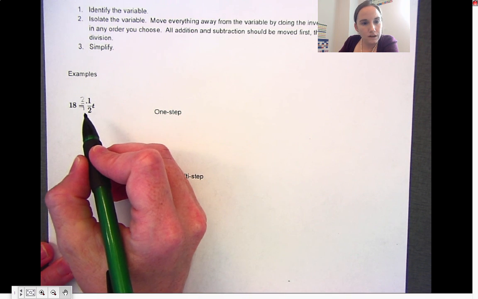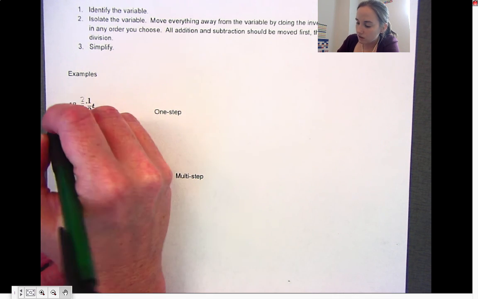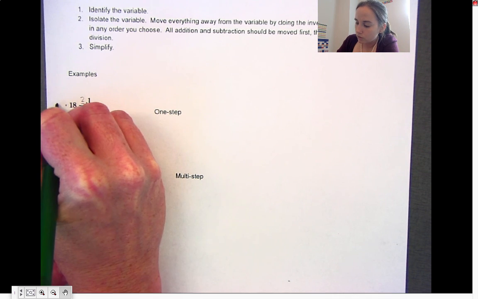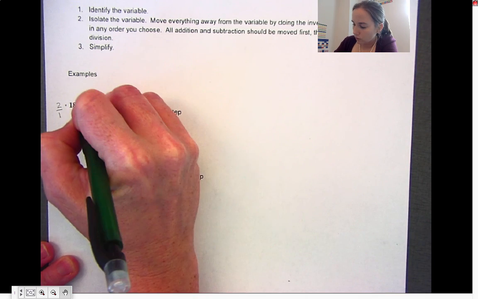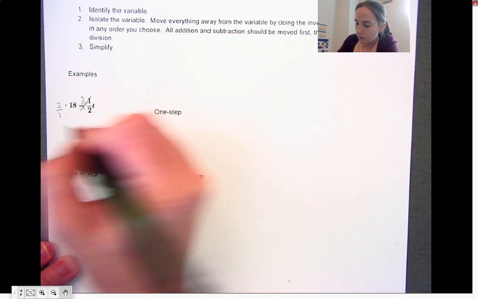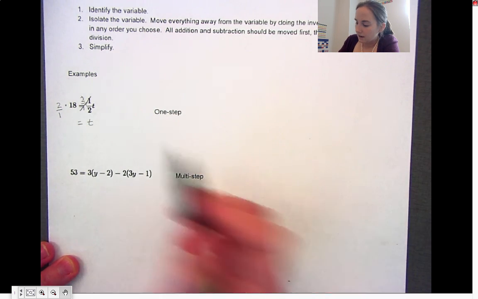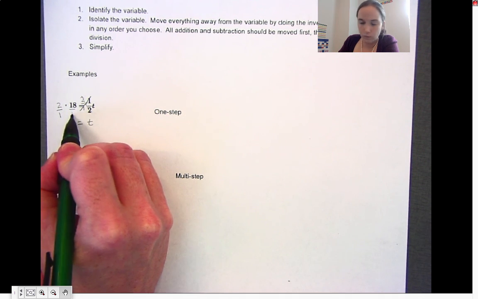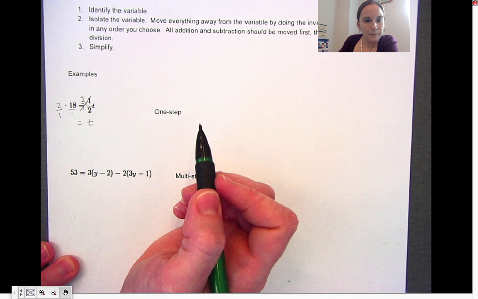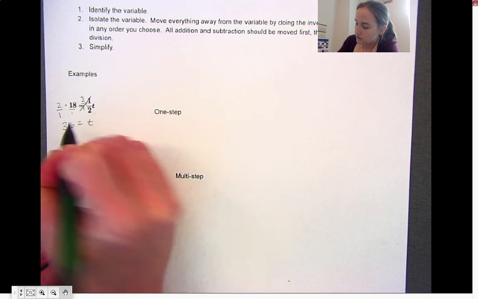Whatever you do on one side, you must do to the other side to keep it balanced. You don't want to change the equation. So we're going to multiply this side by 2 over 1 as well. So this gets canceled, and I'm left with t on the right side, and 2 times 18 over 1 times, of course, that would be 1. Okay? So this will be 36.